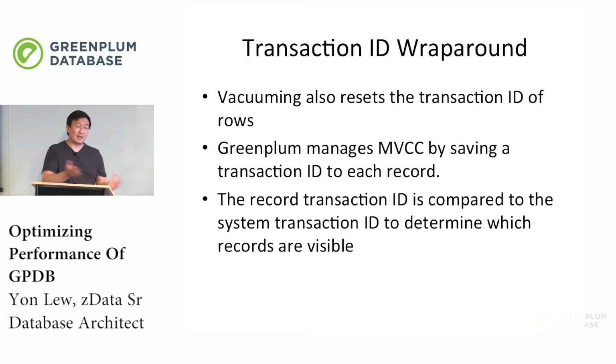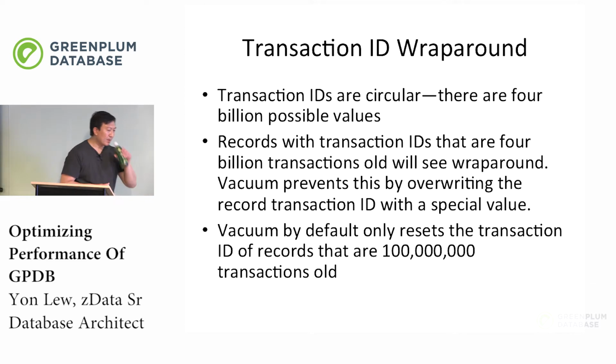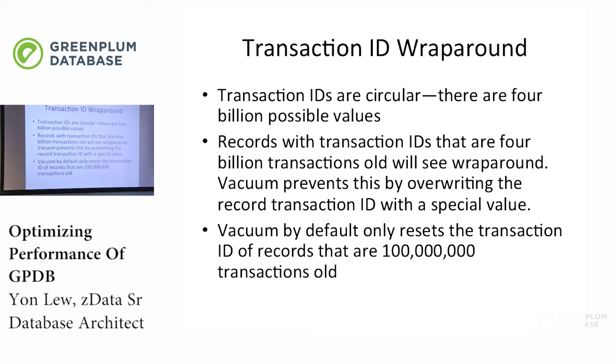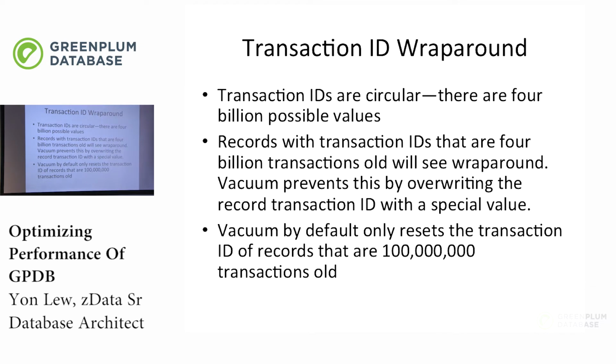And when you run a query against that table, the database takes a look at all the transaction IDs in the records and then compares them to the system's transaction ID. And that's the way it figures out which records are visible. So in Greenplum, like in Postgres, transaction IDs are circular, right? There's only a limited number available. In this case, about 4 billion possible values.